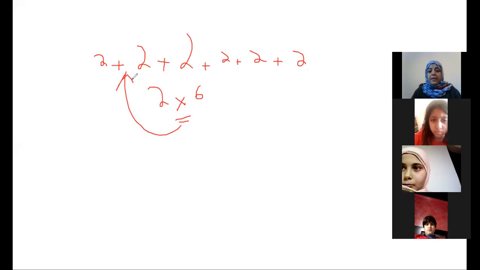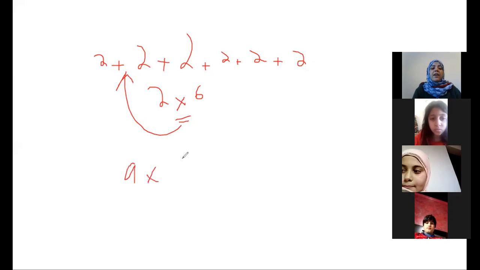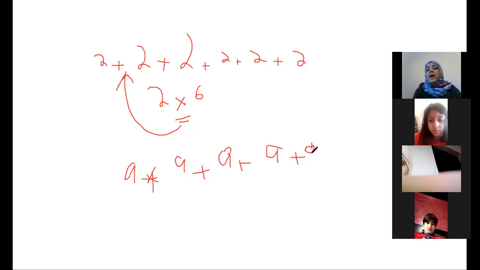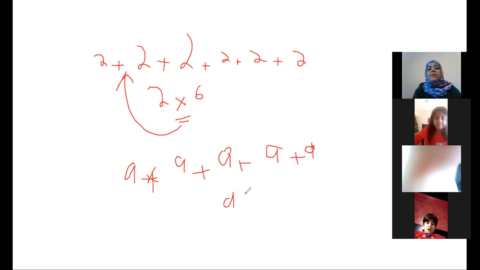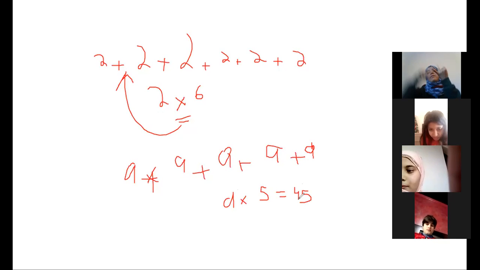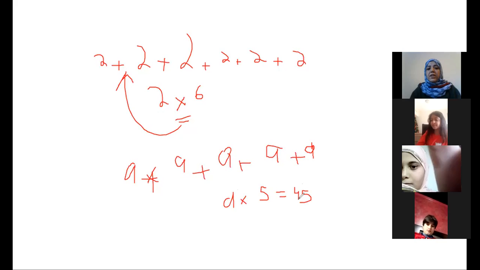Do you agree? Yes. So for another example, instead of having 9 plus 9 plus 9 plus 9 plus 9, I just replace it by 9 times 5. I count how many 9s do I have? 5. So it's 9 times 5, which is 45. So instead of having 9 plus 9, 18, plus 9, 27, plus 9, 36, and so on, I just replace it by multiplication. Do you agree?